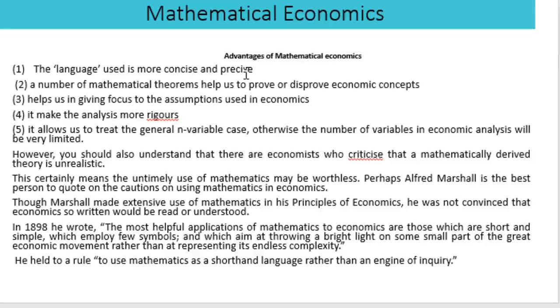For example, the law of demand explains the inverse relationship between the quantity demanded and the price. It can be represented very simply as QD equals A minus BP. That is, it is very precise and concise. We can represent the economic theory in a very precise and concise manner. That means that the language used is more concise and precise.